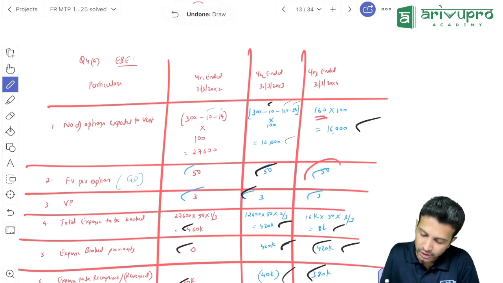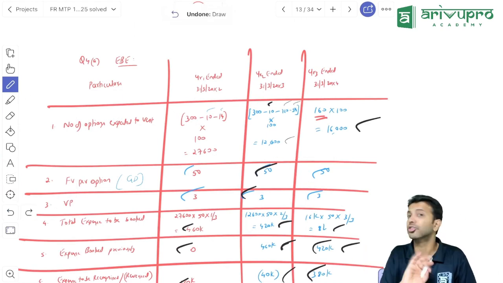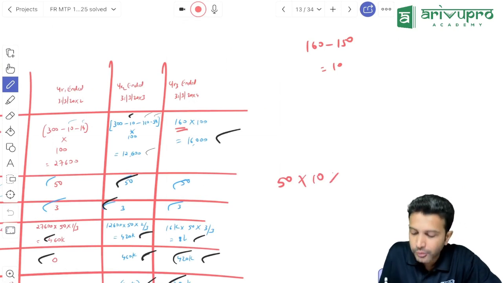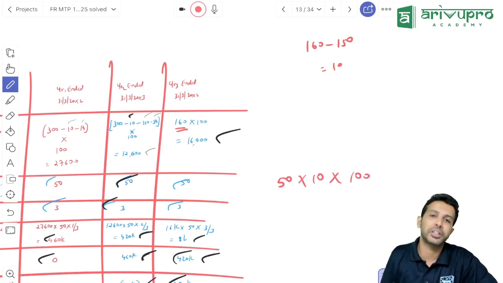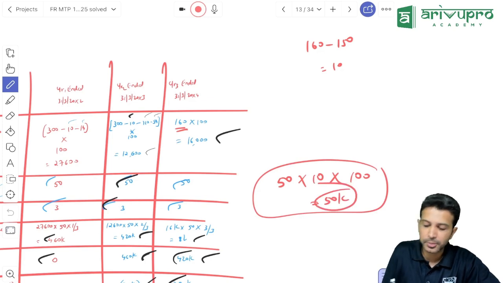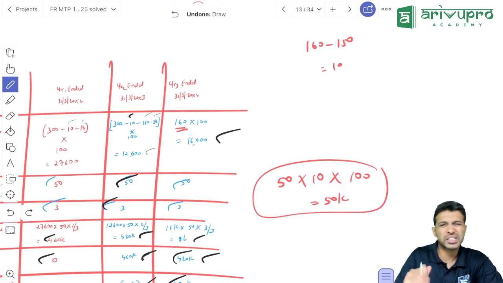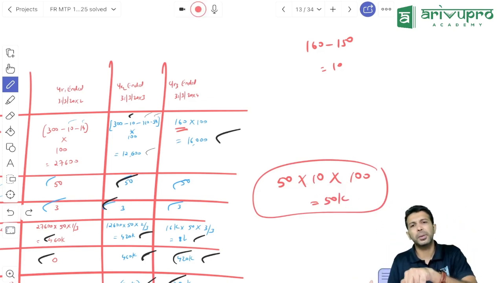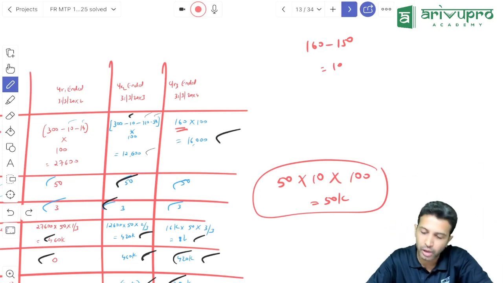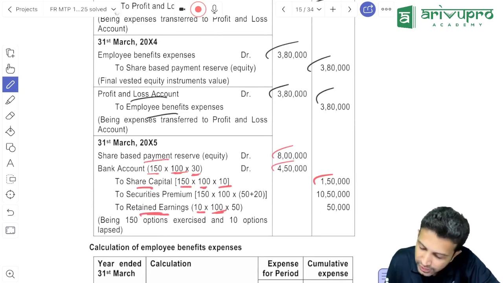For these 10 employees, this 50 loss per share is not required, which we are reversing. Okay, 50 is a loss per share. It is not required for 10 employees, and each employee can buy 100 shares. So how much is this loss? 50 into 10 into 100, that is about 50,000. This much expense we have booked is not required. Since the vesting period is already over, this loss you have accounted, you will release into retained earnings. So the entry will be SBPR account debit to retained earnings 50,000.